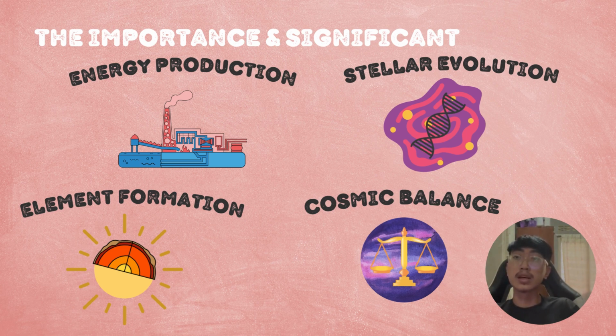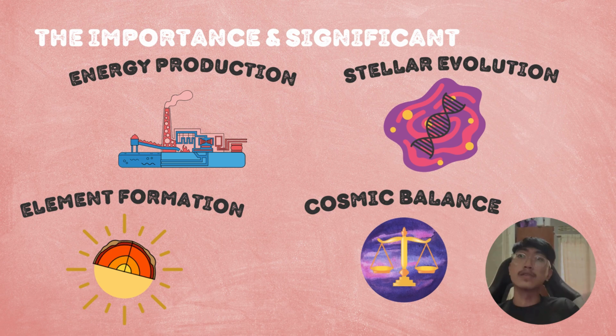So second one, we have element formation. For the production of elements, nuclear fusion in stars produces heavier elements from lighter ones. An example is hydrogen fusing into helium. This process, known as nucleosynthesis, continues in successive stages, forming elements up to iron in the most massive stars.